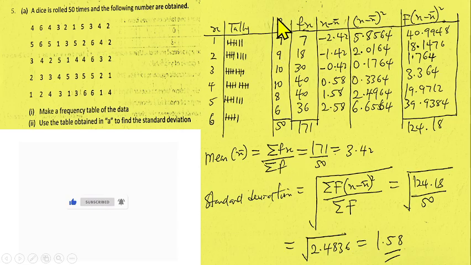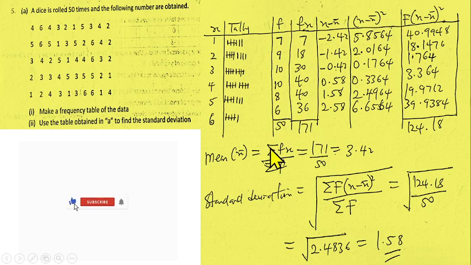So we already have our f here and we already have our x here as well, so we need to get our fx, and that's what brings us about this. So fx is frequency multiplying your x. So 7 times 1 gives us 7. 9 times 2 is 18. 10 times 3 is 30. 10 times 4 is 40. 8 times 5 is 40. Then 6 times 6 is 36.